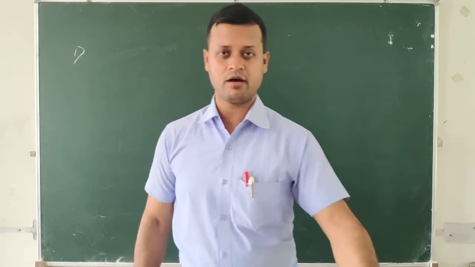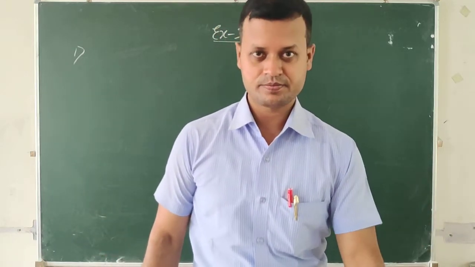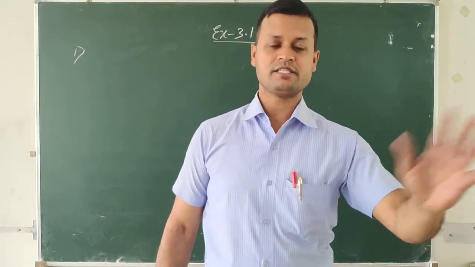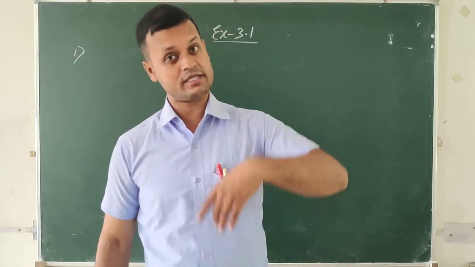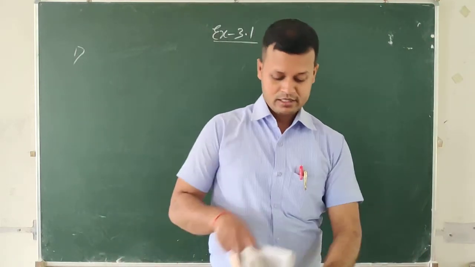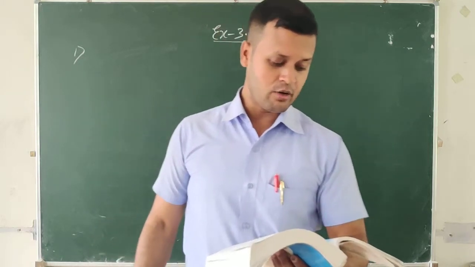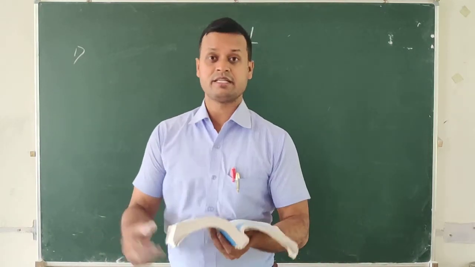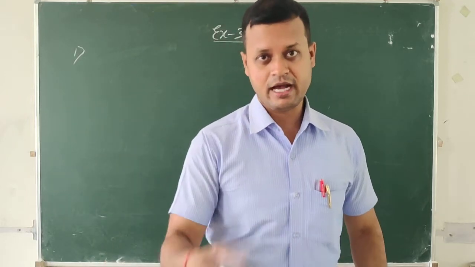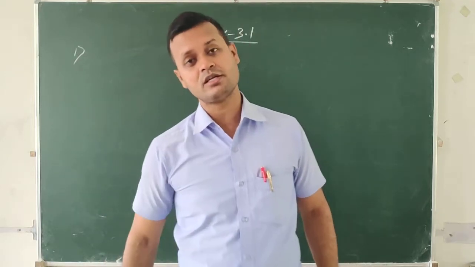Also 3 years from now, after 3 years, that means first condition is like this: 7 years ago Aftab was 7 times as old as his daughter. 7 years ago, that means before 7 years. And after 3 years Aftab will be 3 times as old as his daughter. That means after 3 years Aftab's age will be 3 times of his daughter.